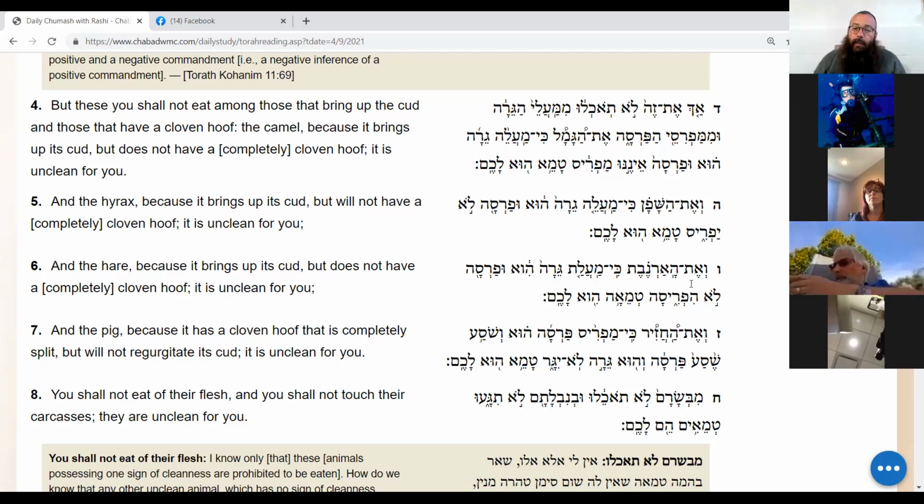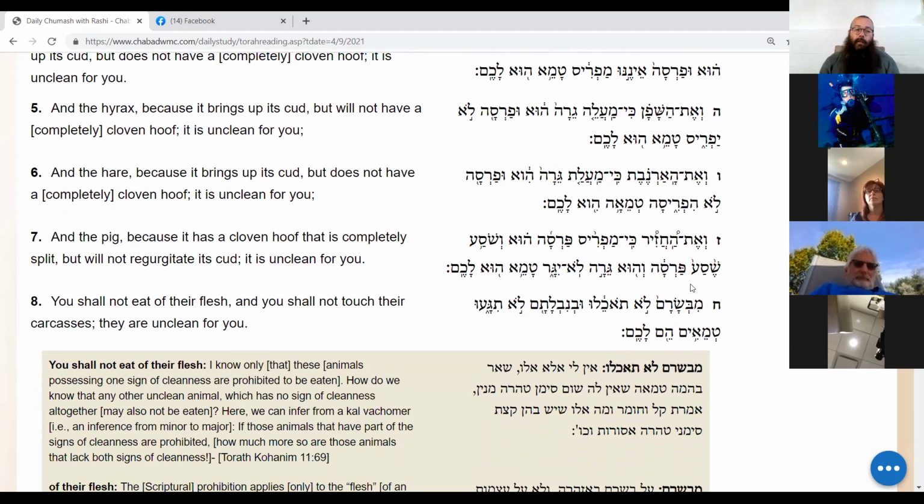Verse 4, but these you shouldn't eat. Even though they might either chew their cud or they might have a split hoof, still you shouldn't do it. Hagamal, the camel. Why not? What's wrong with the camel? Kimala gerah hu, if you look at a camel, you'll see he chews his cud, regurgitates it, he spits it up and chews it again. Uparsa einenu mafris, but its hoof, if you look at the camel's hoof, it's not split. Tamei hu lachem, it's impure, it's non-kosher. You cannot eat camel meat because although it chews its cud, just like a cow does, its hooves are not split like a cow, and therefore it's not kosher.